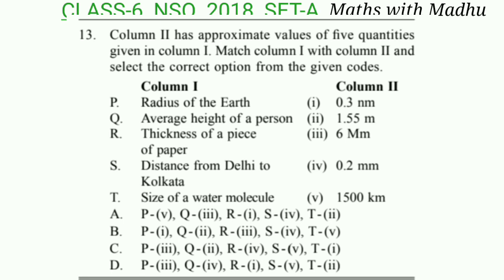R is thickness of a piece of paper, which will be 0.2 millimeter, and S is distance from Delhi to Kolkata, which is 1500 kilometer. So S will be V. Now T is size of a water molecule, which is 0.3 nanometer. So the answer will be option C. P3I, Q2I, RIV, SV and TI.